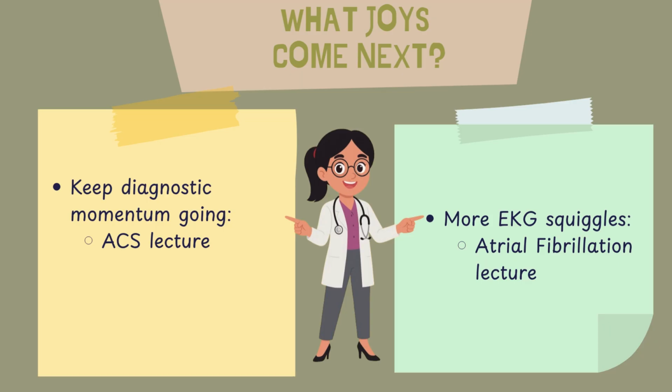All right, guys, you've made it through all three parts of this EKG series, from rhythm basics to chasing down PEs. So what's next? If you want to take this momentum forward, check out the ACS lecture and you'll see how to apply these patterns of EKG reading to real-time chest pain triage. Or if you want to keep surfing squiggles, you can dive into the atrial fibrillation lecture where the irregular gets interesting.